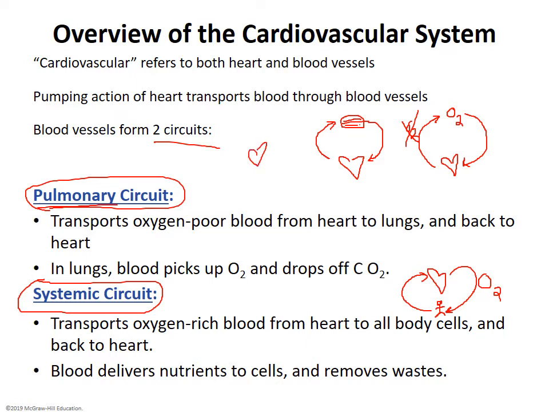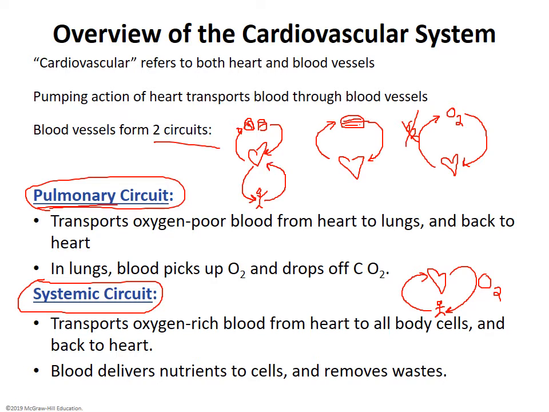So if I drew it like this, I'd have one going to my lungs. That looks more like another heart. It was supposed to have the lobes of the lung. Anyway, go into the lungs and then back to the heart. And then I'm going to have the systemic circuit, which goes from the heart out to the body, dropping off the oxygen and then bringing the old back. So it's this little figure 8.